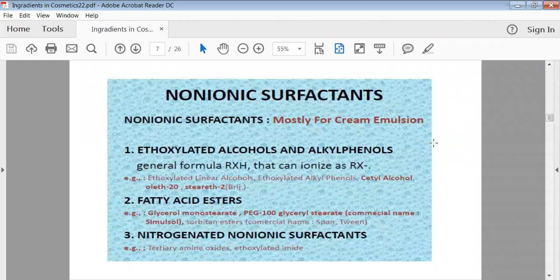Then non-ionic types of surfactants are there, that is ethoxylated alcohols as well as alkyl phenols, like ethoxylated linear alcohols, ethoxylated alkyl phenols, cetyl alcohol. Then fatty acid esters are there, like glycerol monostearate, PEG 100, polyethylene glycol. Then nitrogenated non-ionic surfactants, like tertiary amine oxides and ethoxylated amides. So these are the three types of surface active agents which come under the non-ionic surfactants.